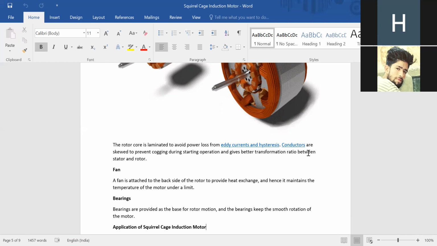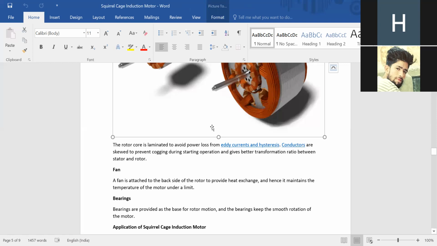And bearings are also provided, because they support the rotor motion. We are providing them for smooth operation and rotation of the motor.